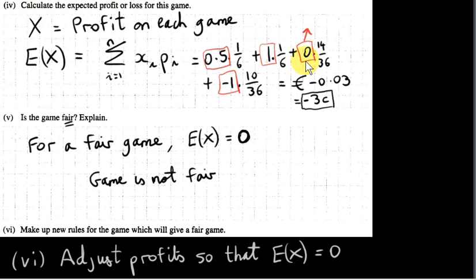Well, you could, for example, change this value. We know that 0 times 14 over 36 is 0. This is just 0 as it stands. So we need to work out what number times 14 over 36 will give us plus 3. Because if we get plus 3, then we've increased everything here by 3 cents. And we've brought the expected value up from minus 0.03 to 0. So, we'll just call this x for now. So we have x times 14 over 36, or 14 over 36 times x. We want this to equal 0.03. So we just divide across.